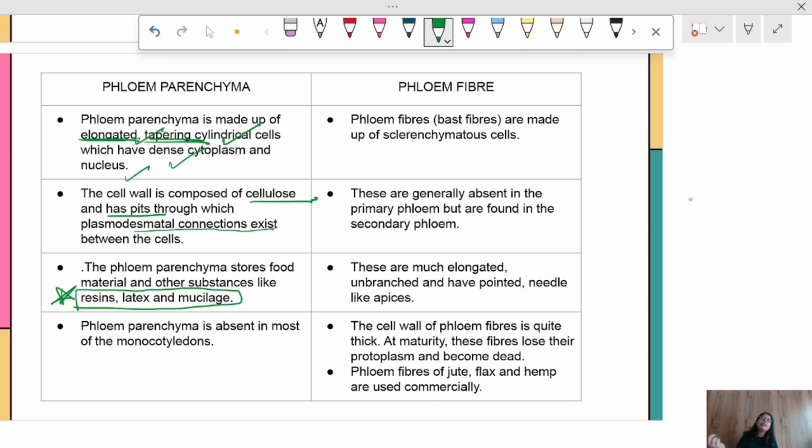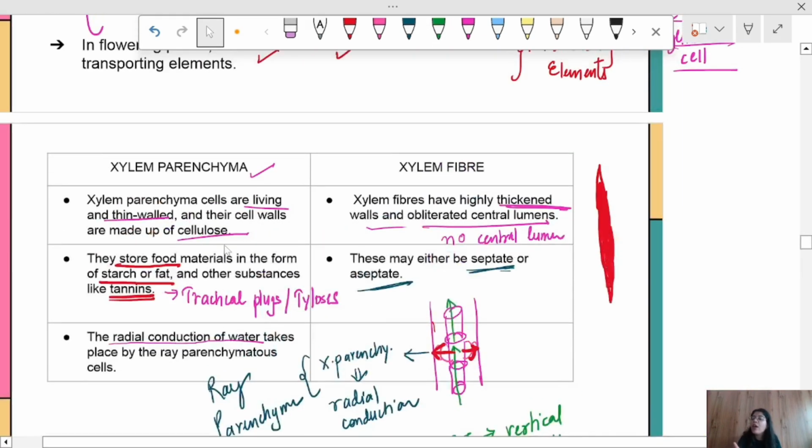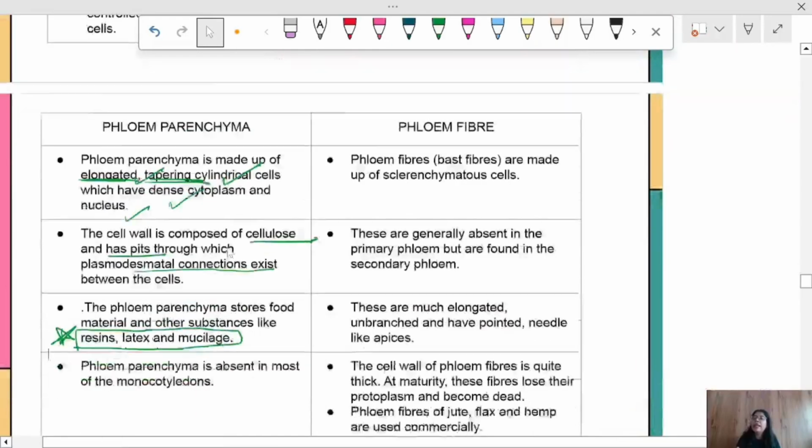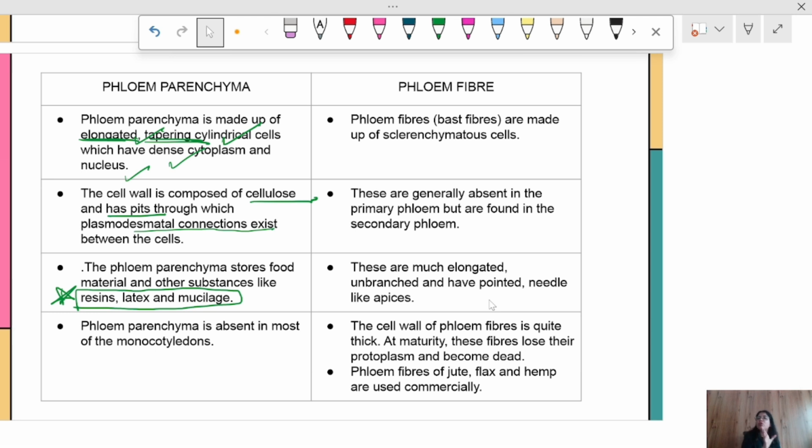In the previous case, in the xylem parenchyma, what was it storing? It was storing either fat or starch, right? Here, this is having resins, latex, and mucilage.